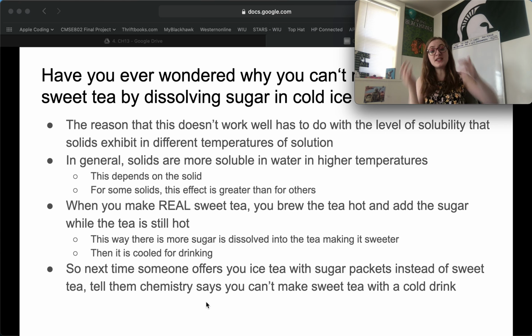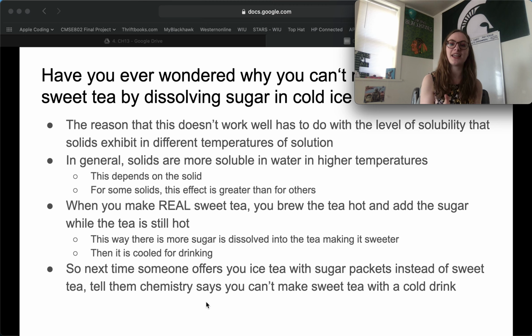This way, if you heat the tea up first and then add the sugar, you're able to dissolve more sugar into the tea, and then we can cool it for drinking, and that sugar will generally stay in solution. Some of it will fall back out, but not a ton. So we can have cold sweet tea, which is my favorite. The next time someone offers you iced tea with sugar packets instead of sweet tea, tell them chemistry says you can't make sweet tea with a cold drink. Or you can tell them Professor Thomas says that, but it's more fun if you say chemistry. You cannot dissolve the sugar in the same way, because the solubility of a solid depends upon the temperature.